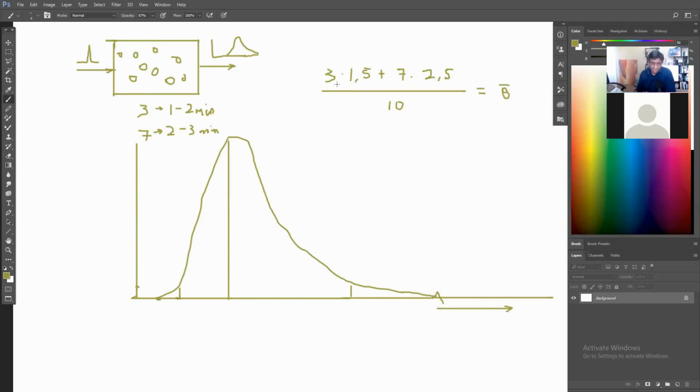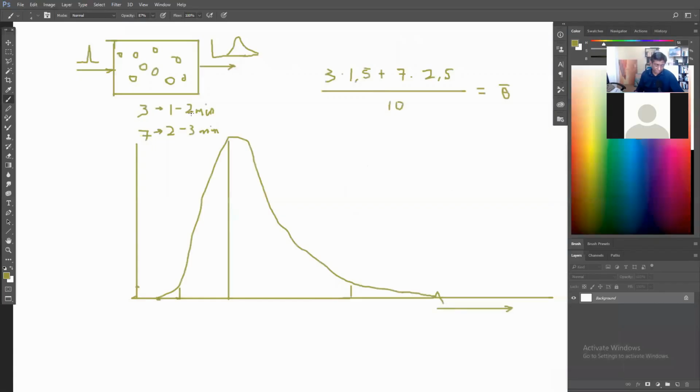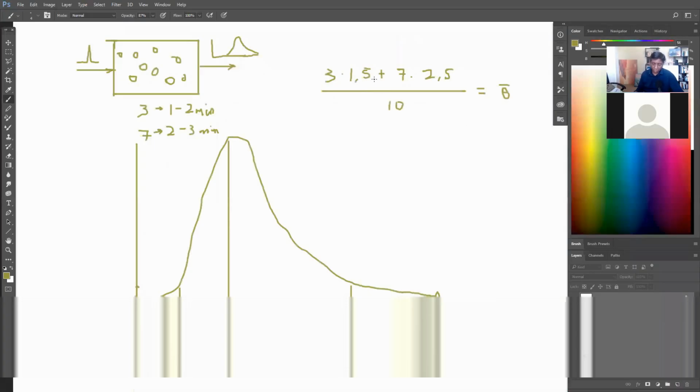And now you see here, it's 3 divided by 10 and 7 divided by 10. So that's the fraction of fluid elements. So 3 divided by 10 is the fraction of fluid elements between 1 and 2 minutes. And so here, E of theta delta theta, we've defined it such that that's the fraction of fluid elements in age range theta to theta plus delta theta, right? Theta to theta plus delta theta. And then we are multiplying by the age itself. So multiplying by the 1.5.